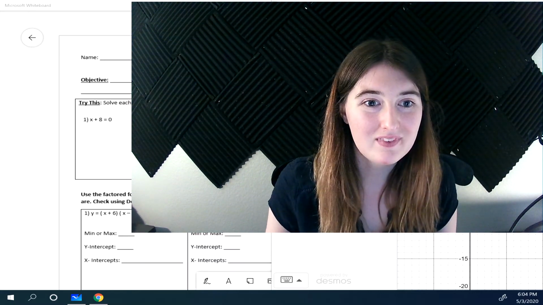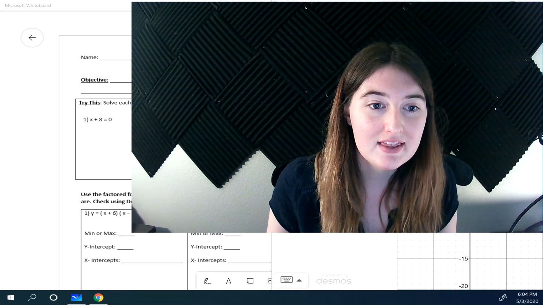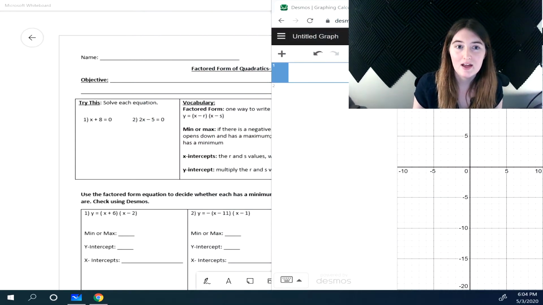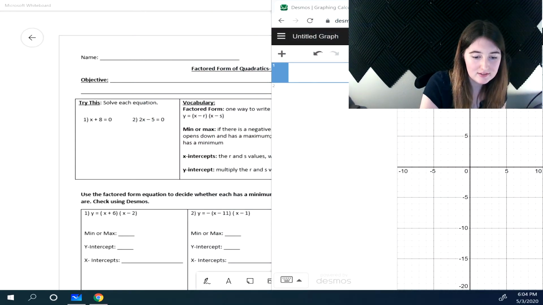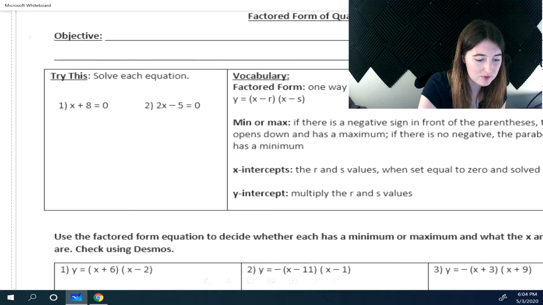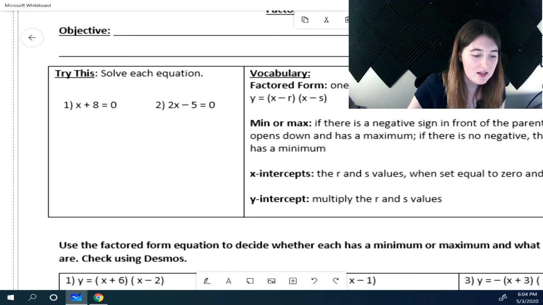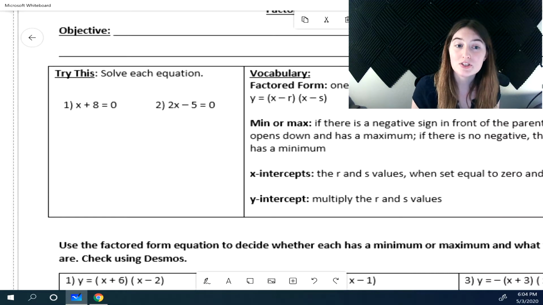We have a try this off to the side here, and we don't need Desmos right now, so I'm just going to zoom in on my try this. So we need to solve. We've got two equations, x plus 8 equals 0 and 2x minus 5 equals 0. Go ahead, try and solve these on your own.